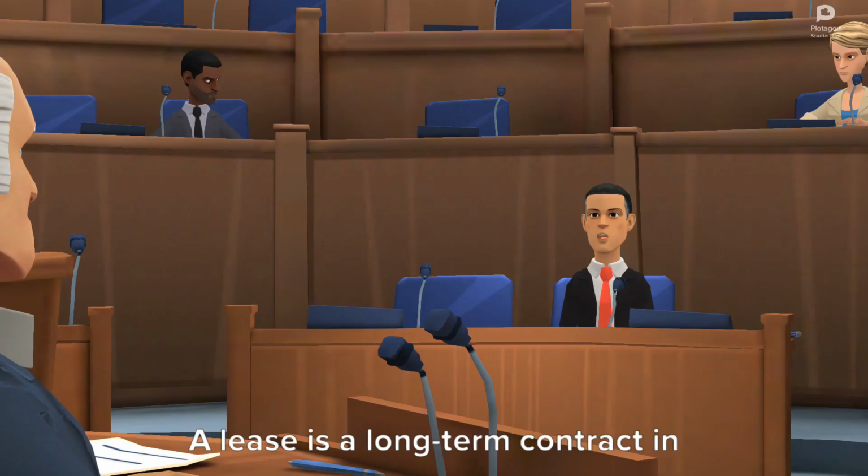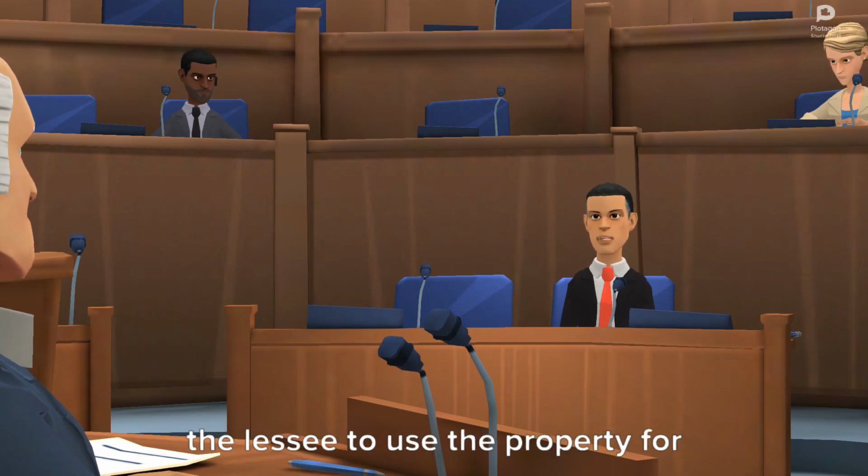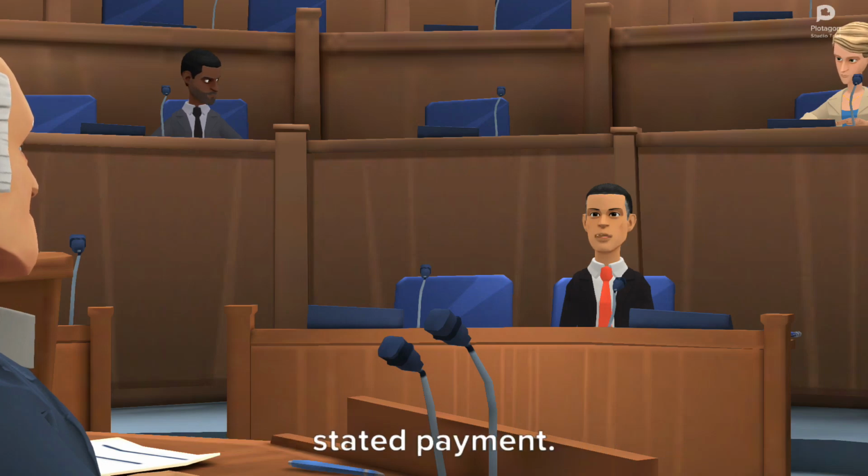A lease is a long-term contract in which the owner of the property, or the lessor, allows another party, or the lessee, to use the property for a stated period in exchange for a stated payment.